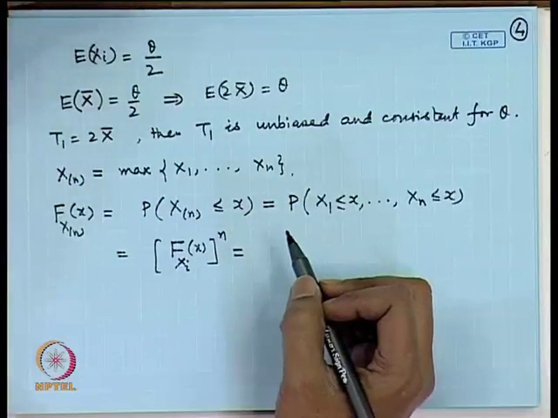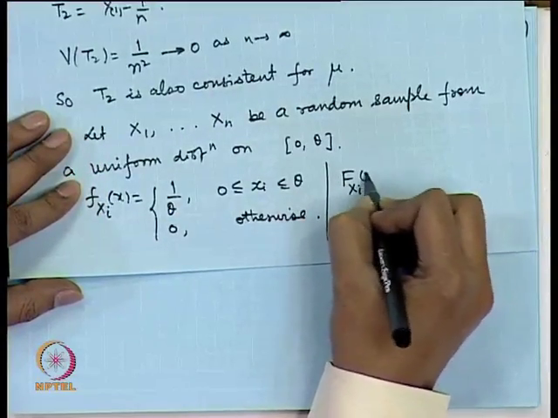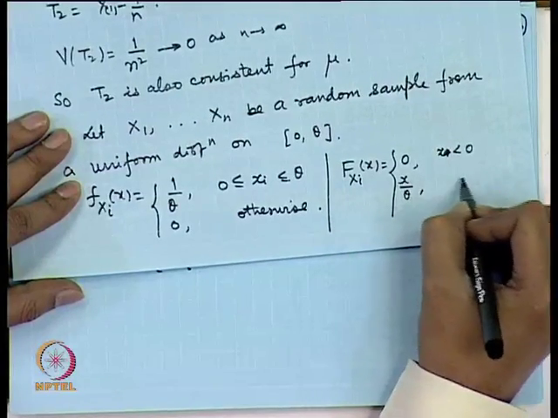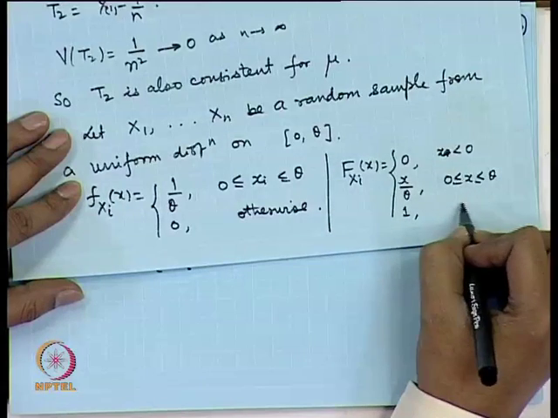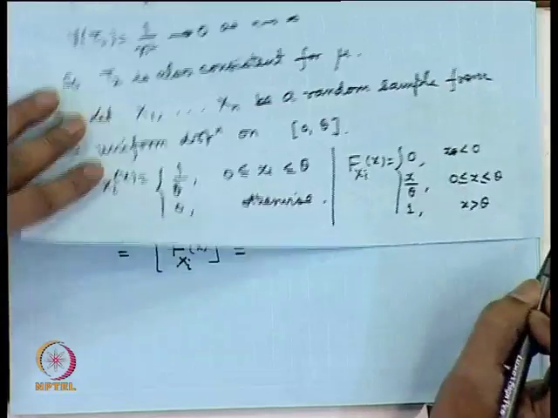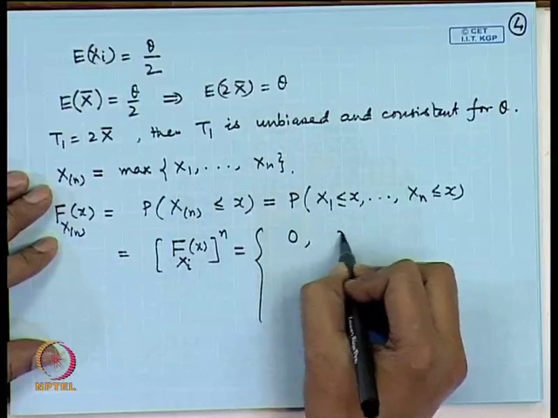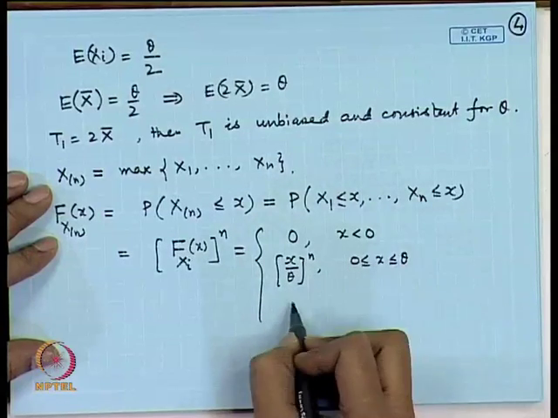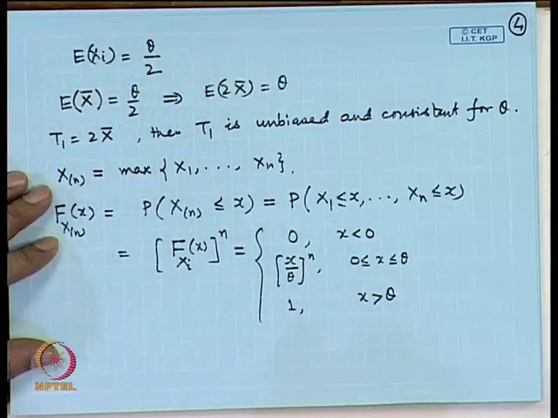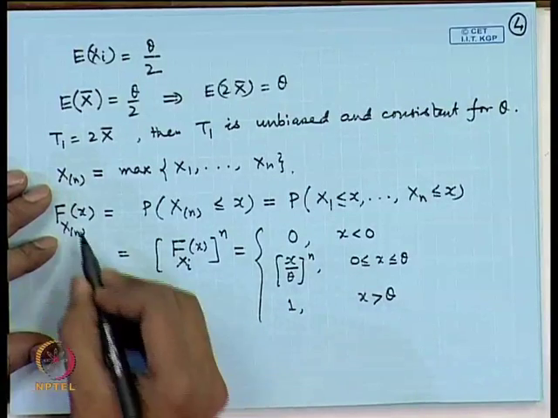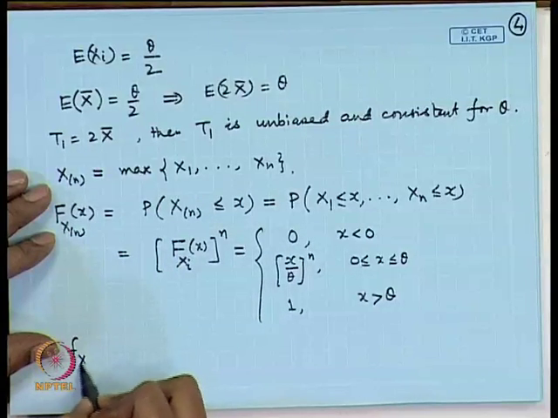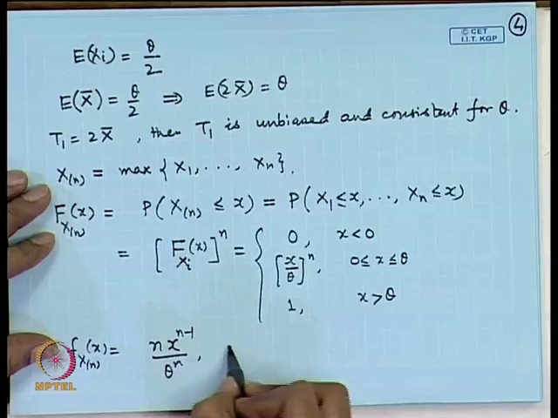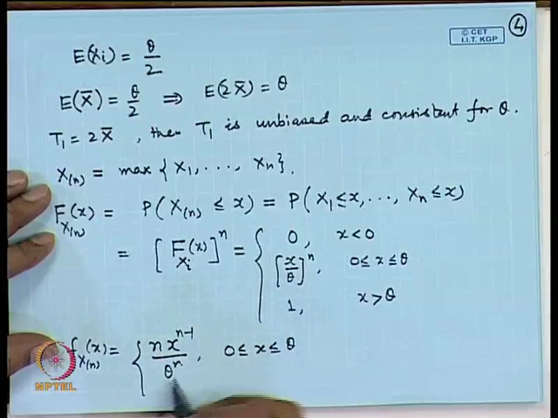Now, for the uniform distribution, the CDF is equal to 0 if x is less than 0, it is equal to x by theta if 0 is less than or equal to x is less than or equal to theta, it is equal to 1 if x is greater than theta. So, if we use this CDF here, this becomes 0 if x is less than 0, it is equal to x by theta to the power n if 0 less than or equal to x is less than or equal to theta, it is equal to 1 if x is greater than theta. One may find out the probability density function from here by considering the derivative, because this is a continuous distribution. So, you get the density function as n x to the power n minus 1 by theta to the power n if x lies between 0 to theta and it is 0 otherwise.